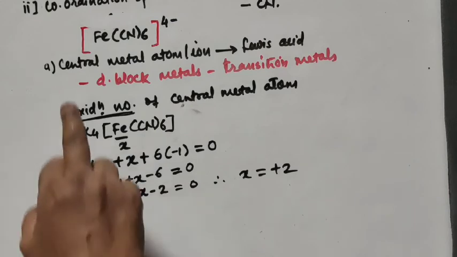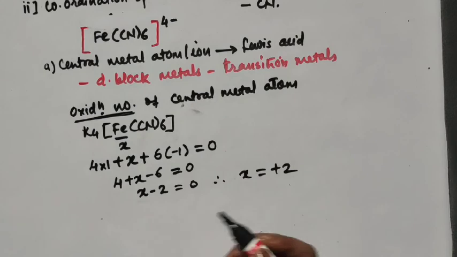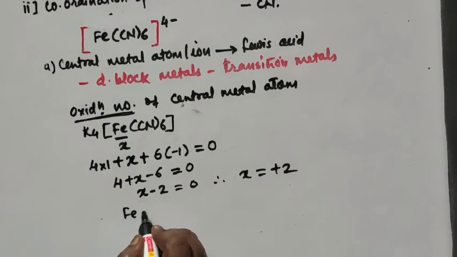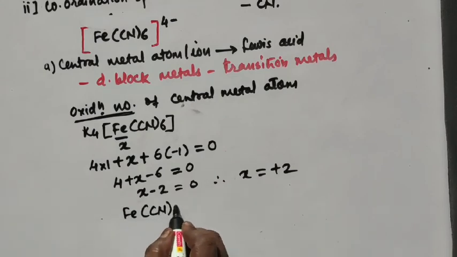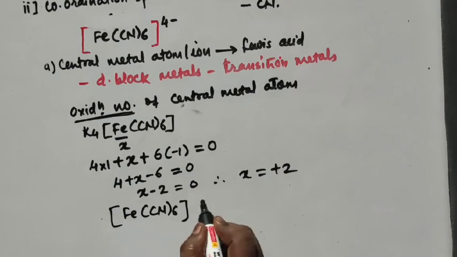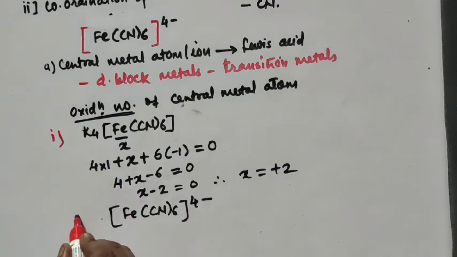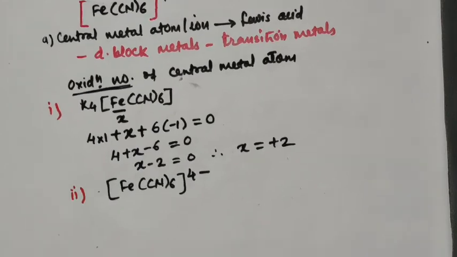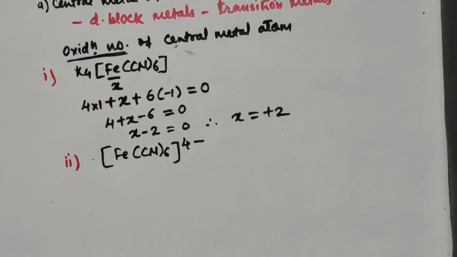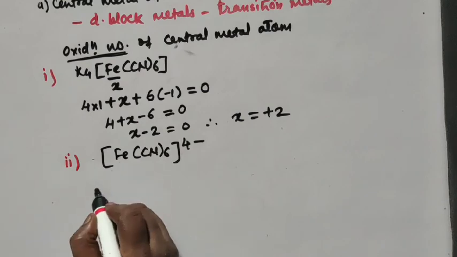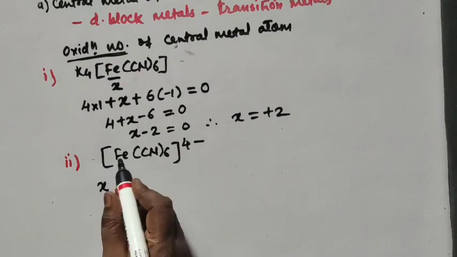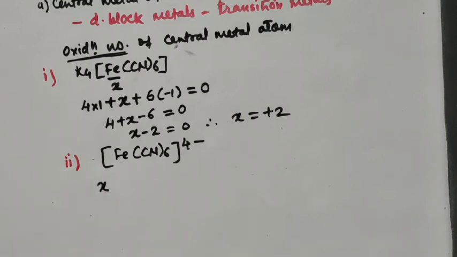Suppose it is an ion, we'll take an example of an ion here, Fe(CN)6 4 minus. This is your first example. This is the second example to find out oxidation number. Here also it is the sum of the oxidation numbers of all the atoms present in an ion. So for Fe, you are supposed to find out the oxidation number of the central metal atom.